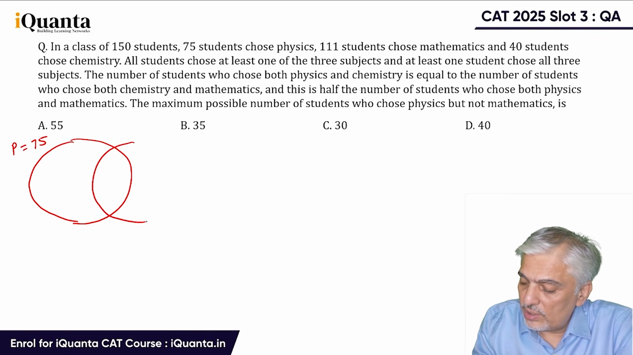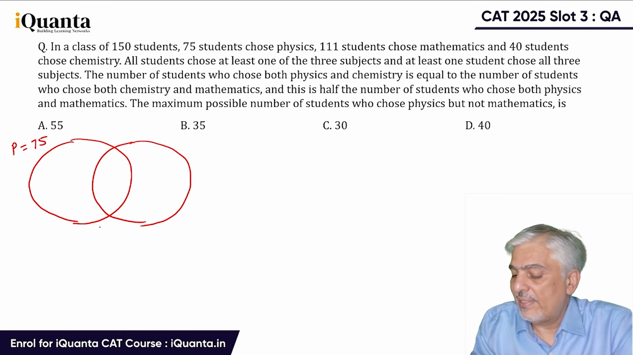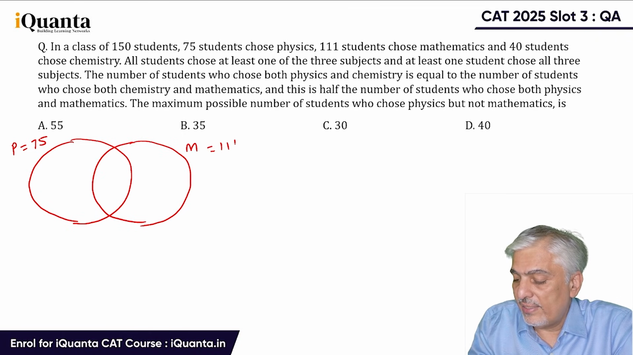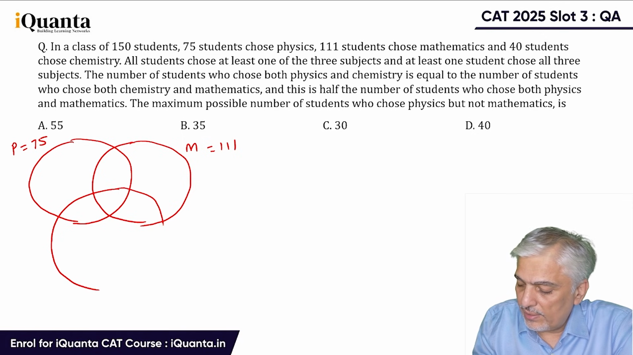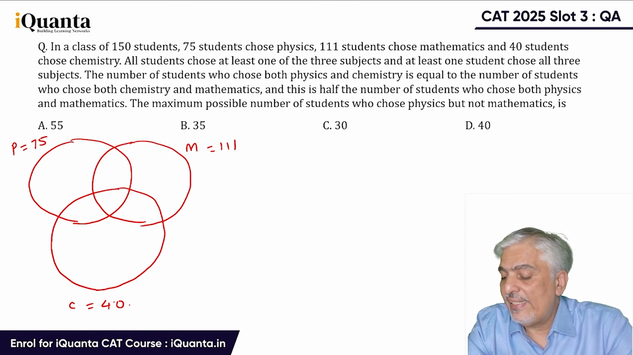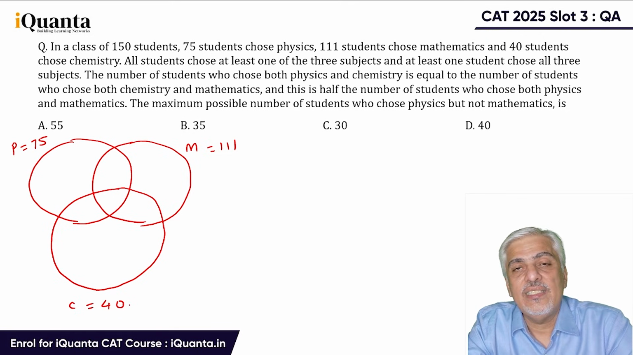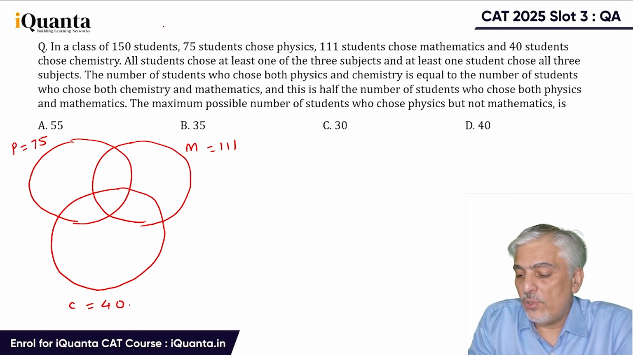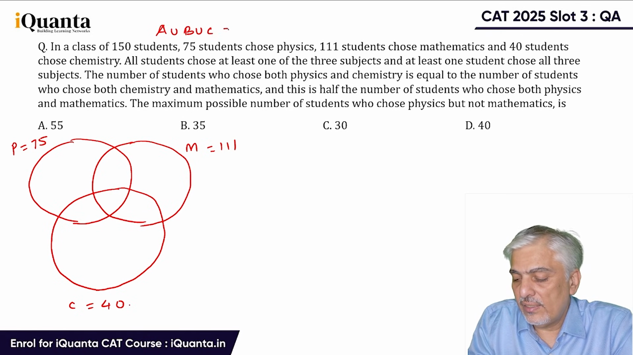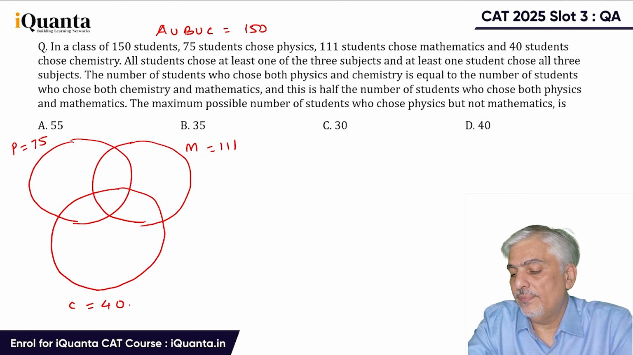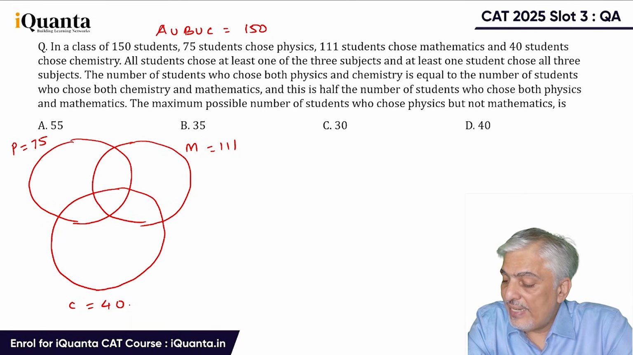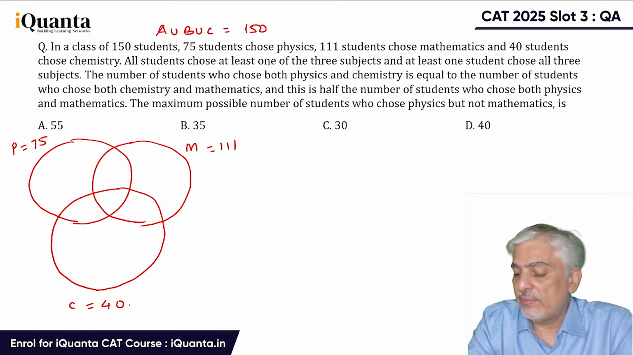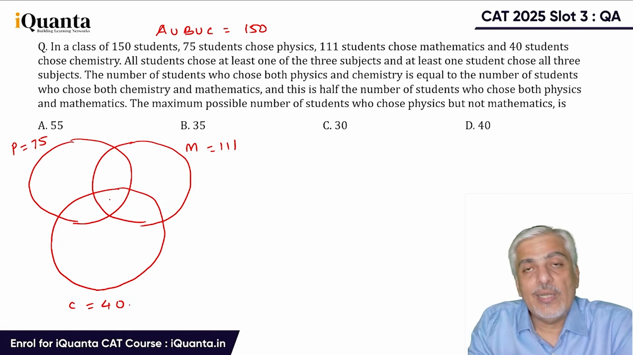111 students chose mathematics. So mathematics was 111, and 40 students chose chemistry. Chemistry was 40. All the students chose at least one of the three subjects. That means outside these three circles, there is nobody. That means, in short, A union B union C was 150. Okay, that means this total of all the values in the circle would be 150. And at least one student chose all three subjects. That means this is not 0. The central value cannot be 0.